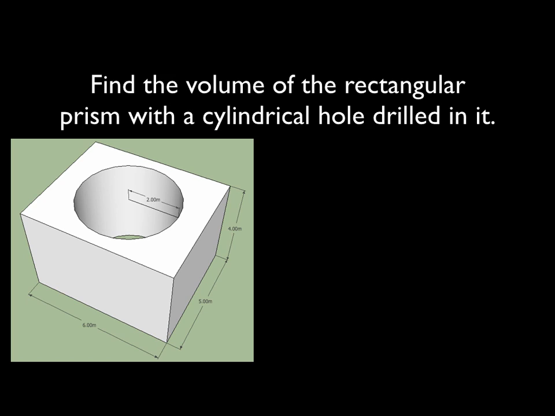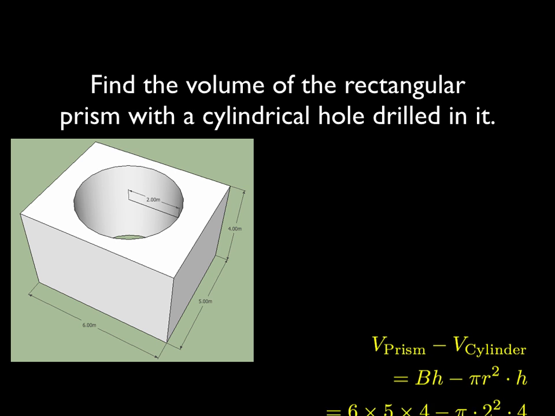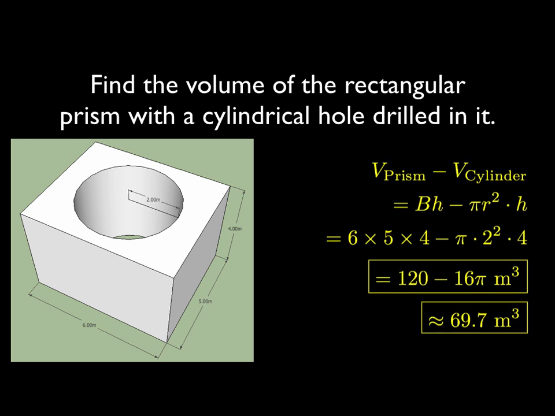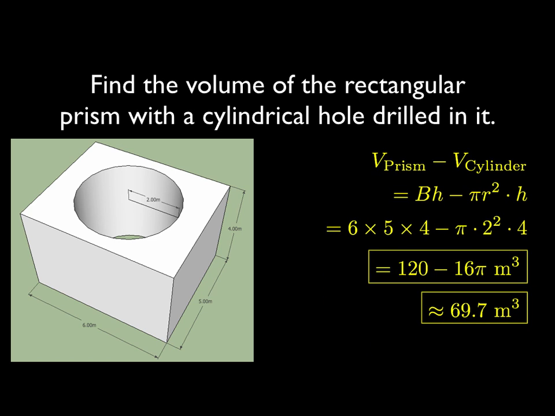And then lastly, let's take a look at the volume of a rectangular prism with a hole drilled in it. You might be familiar with this one. We've seen this image before. But the remaining volume is the volume of the prism minus the volume of the cylinder. So the prism is 6 by 5 by 4. The cylinder has a radius of 2 and a height of 4 as well. And so the approximate answer should be 69.7 cubic meters.